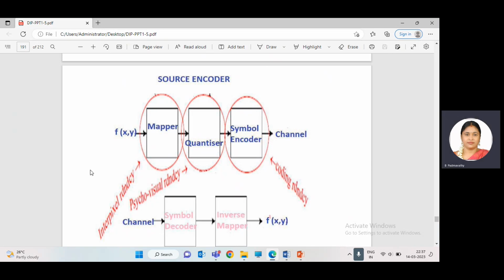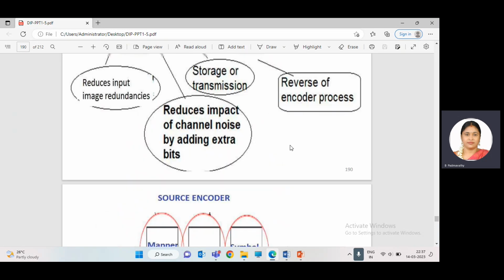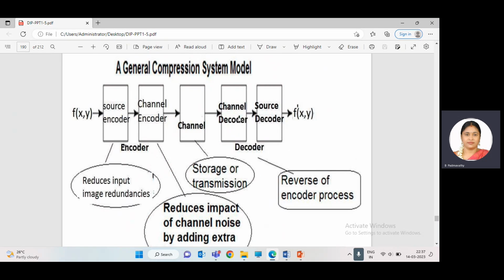So these three redundancies have been filtered here, and when we give f of x comma y, our input image, the output will be clear of all three redundancies. Once the redundancy is removed, it is transferred to the channel, and from the channel it goes to the channel decoder and source decoder. Whatever process we do on the transmitting side, the reverse process is done on the receiving side. For example, here I'm giving an image of size 1024 by 1024.